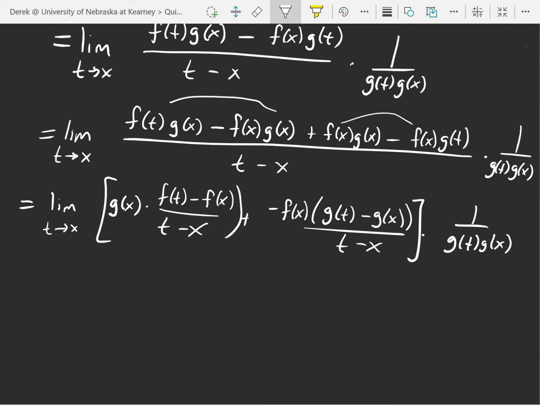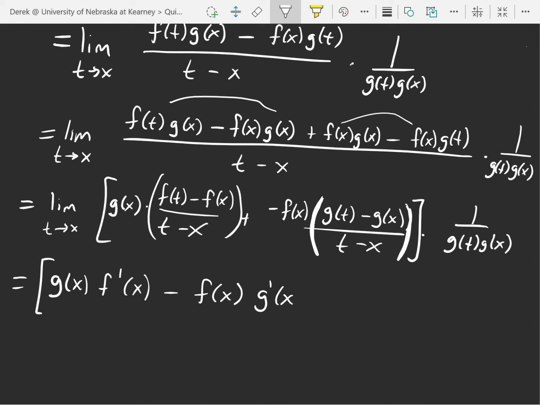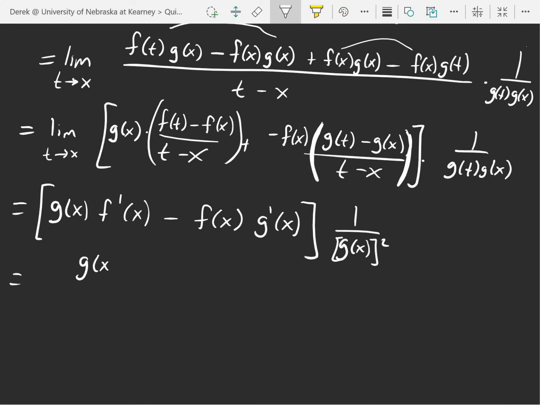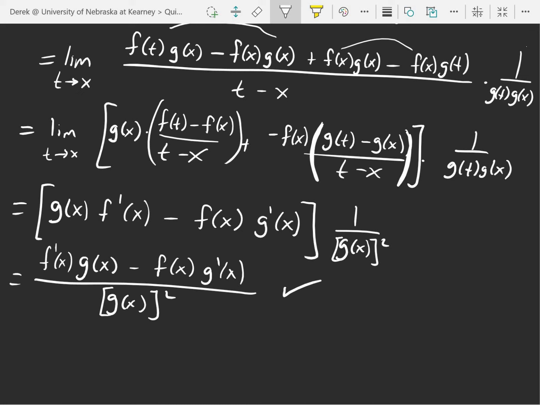Okay, now that I've got this broken up into the pieces I want, let's make that a bigger parenthesis. We can use 4.4 again, and this gives me g of x, big square bracket, f prime at x minus f of x g prime at x, square bracket ends. By continuity, this is 1 over g of x times g of x, or g of x squared. If I put this as a fraction, then I get g of x f prime at x minus f of x g prime at x, divided by g of x squared, which is our quotient rule.